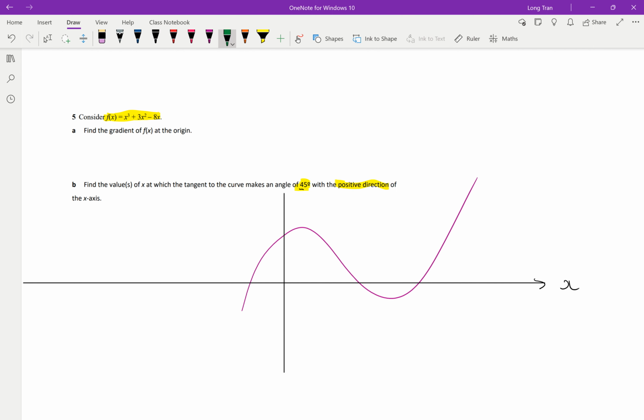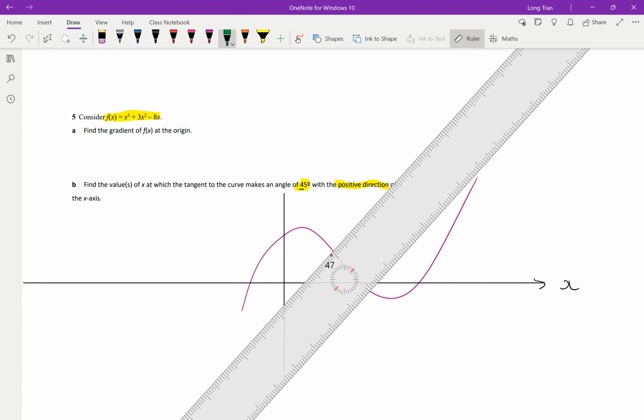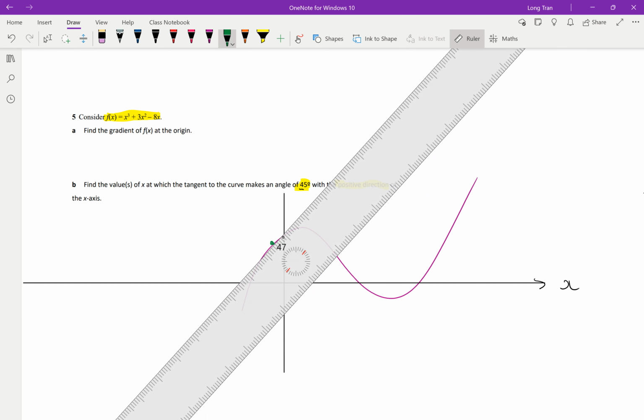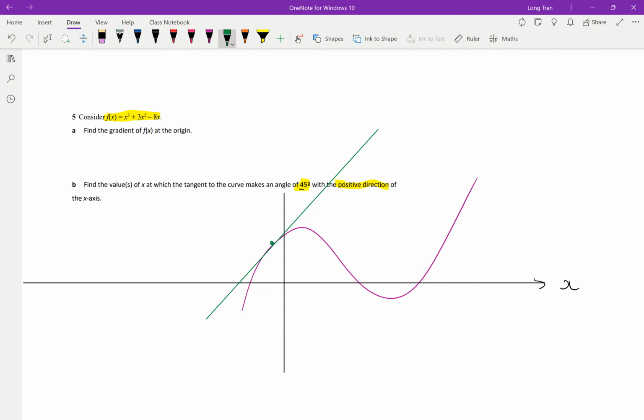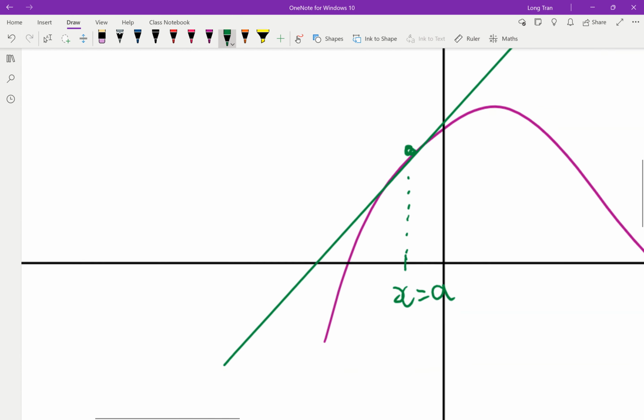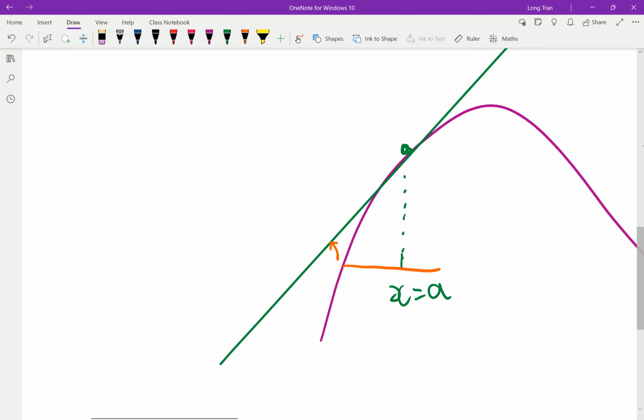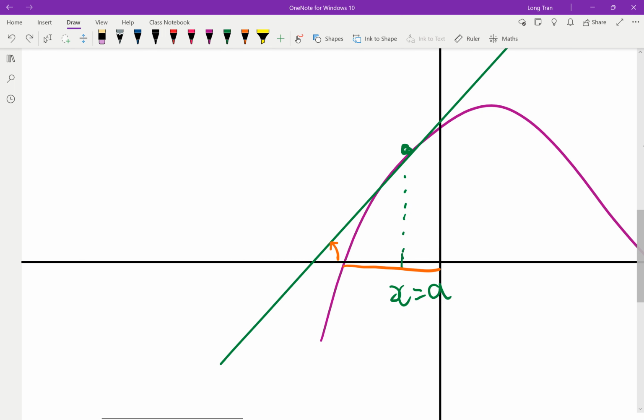It means that when you draw a tangent line, say, I'm going to make a point here, find where on the x-axis, at this x value here, x equals a, and maybe there's another point, how many x values are there such that the angle the line makes with the positive direction of the x-axis. If it said negative direction of the x-axis, then you'd be looking at this angle, because that's with the negative direction of the x-axis.